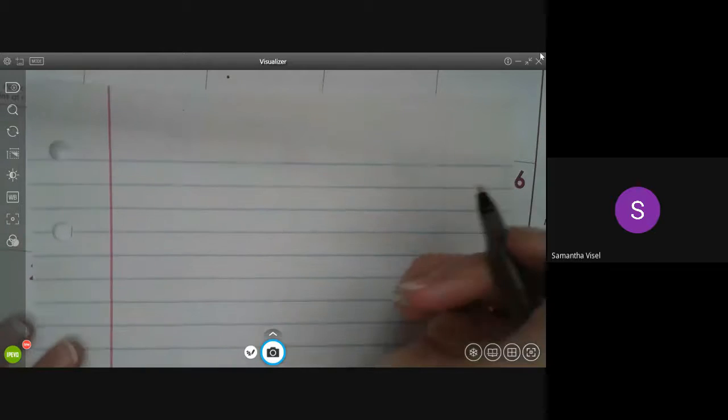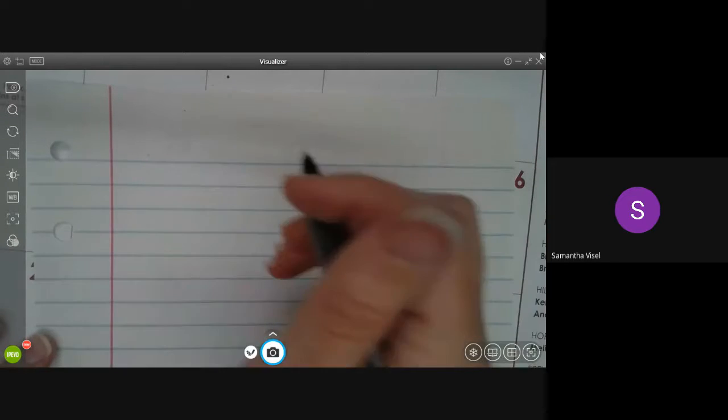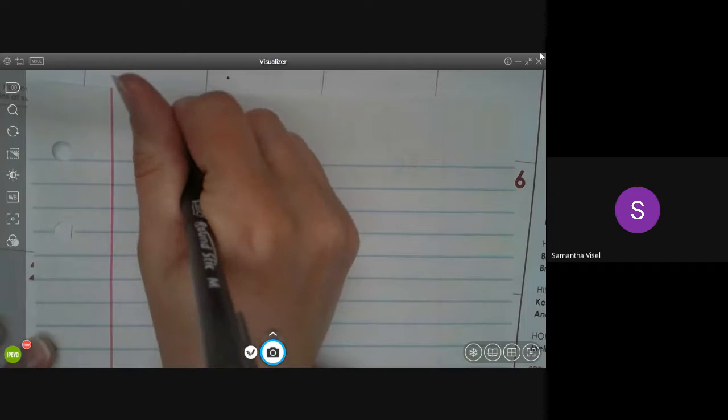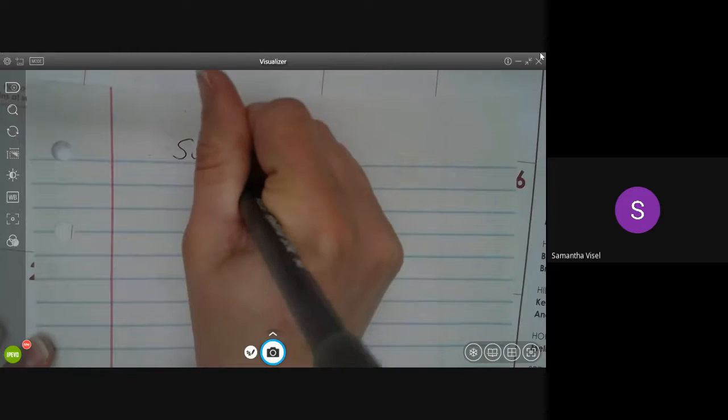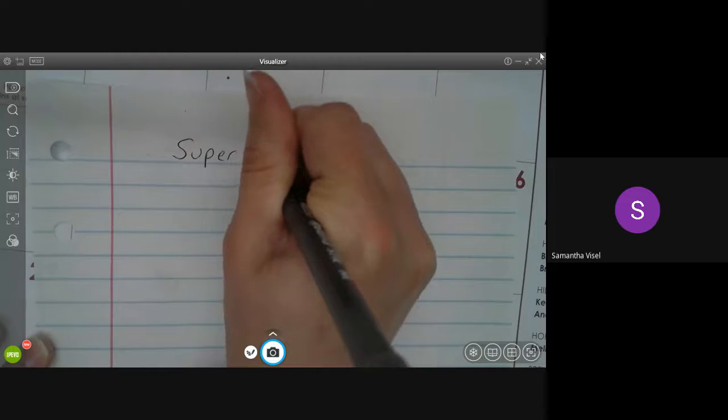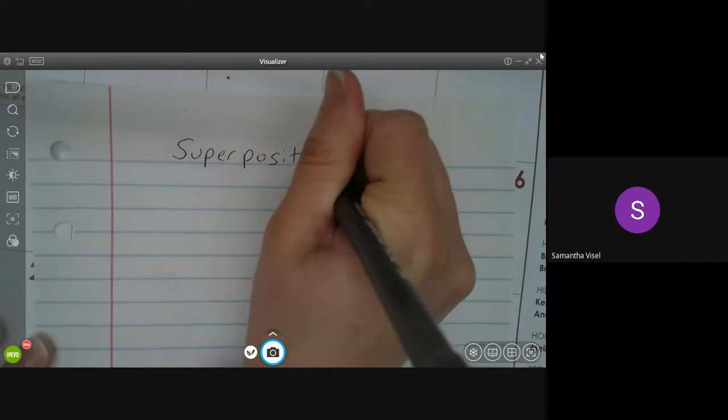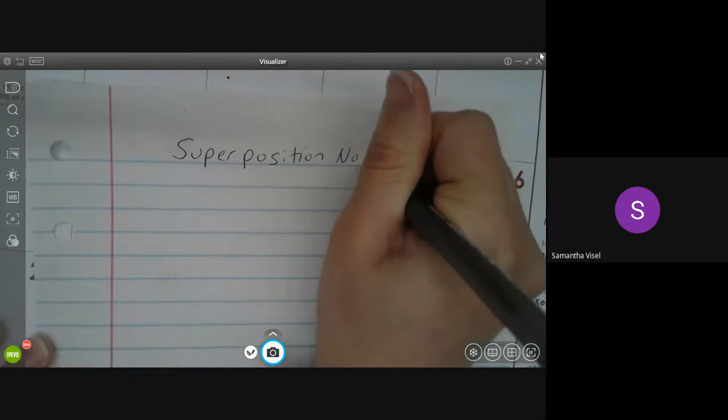So now that we're ready to go, we're going to title these notes Superposition Notes. Or just superposition.